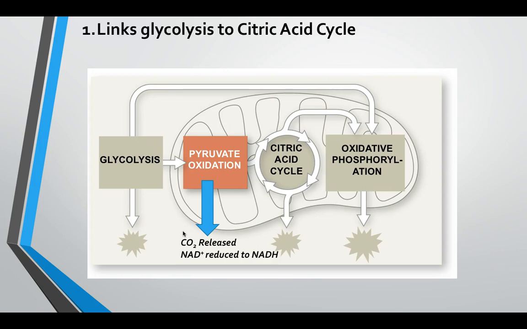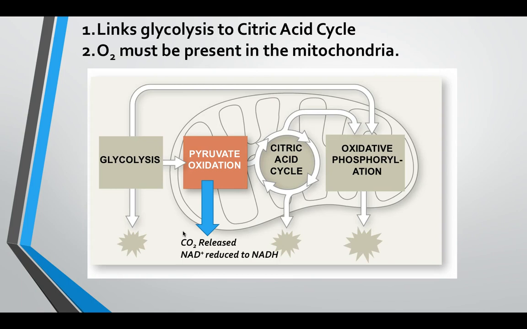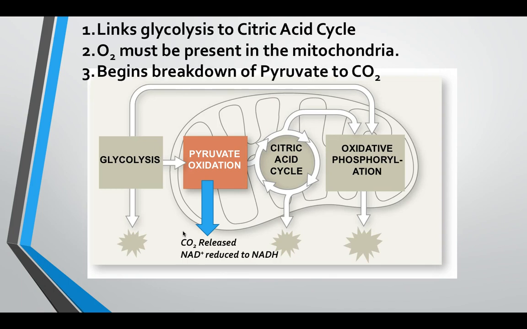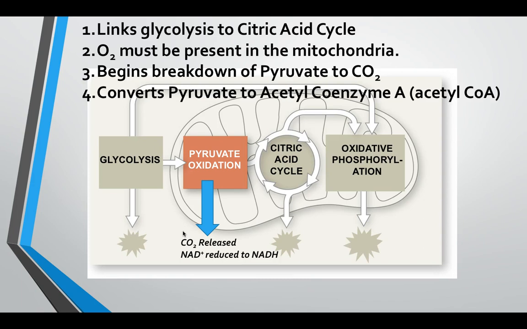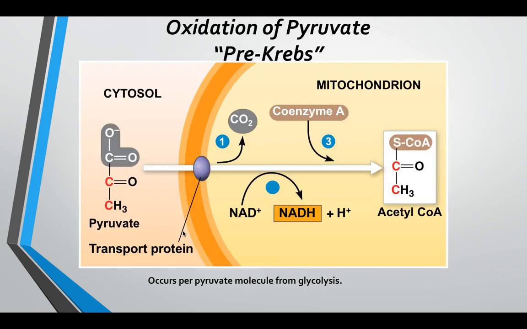Following pyruvate oxidation, it is important to know that pyruvate oxidation links glycolysis to the citric acid cycle. In order for pyruvate to be oxidized, oxygen must be present in the mitochondria. It begins the breakdown of pyruvate to carbon dioxide, and by converting pyruvate to acetyl coenzyme A, or acetyl-CoA. This is just a diagram showing the oxidation of pyruvate.